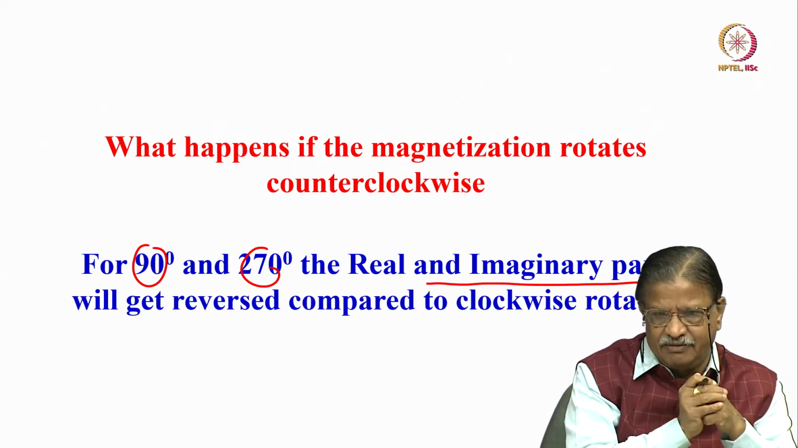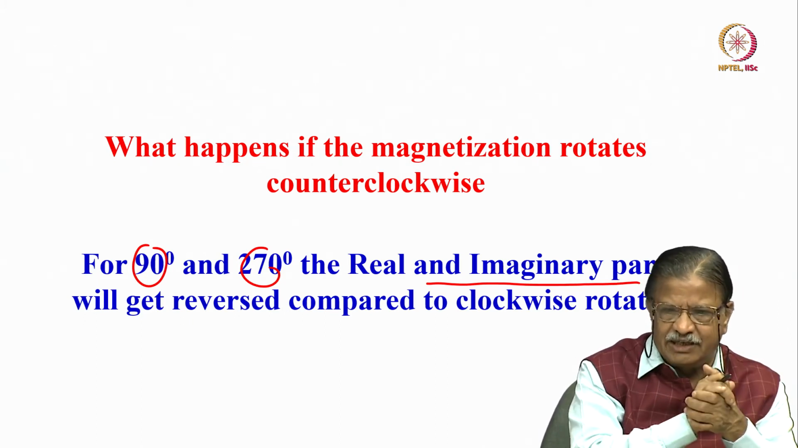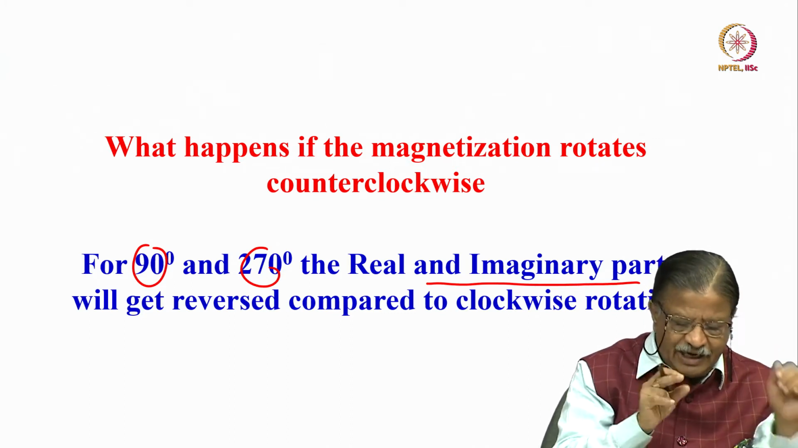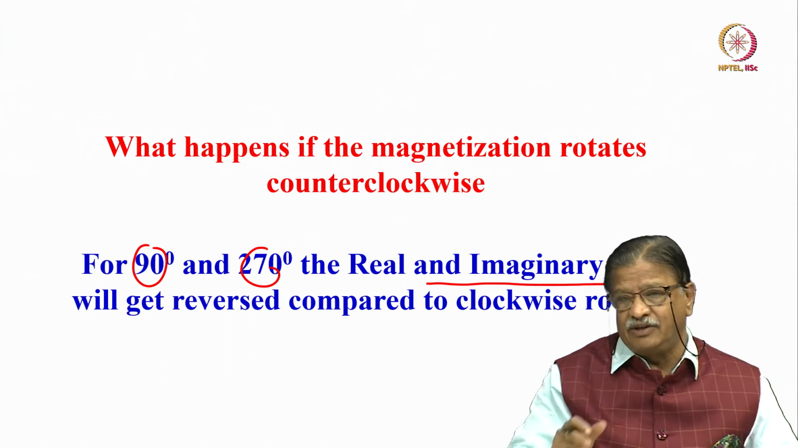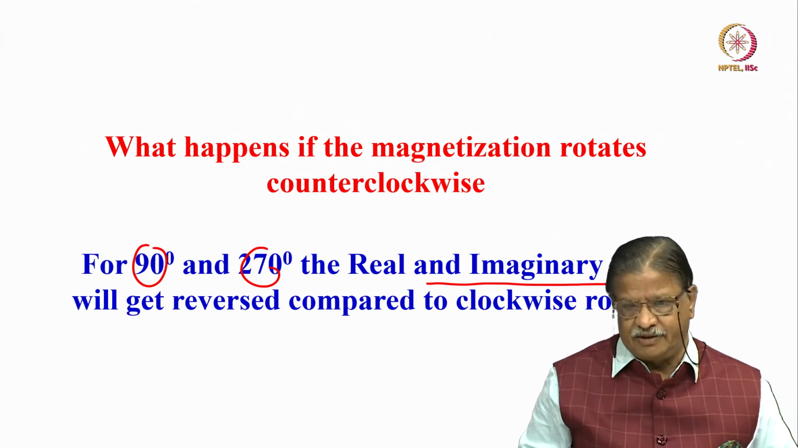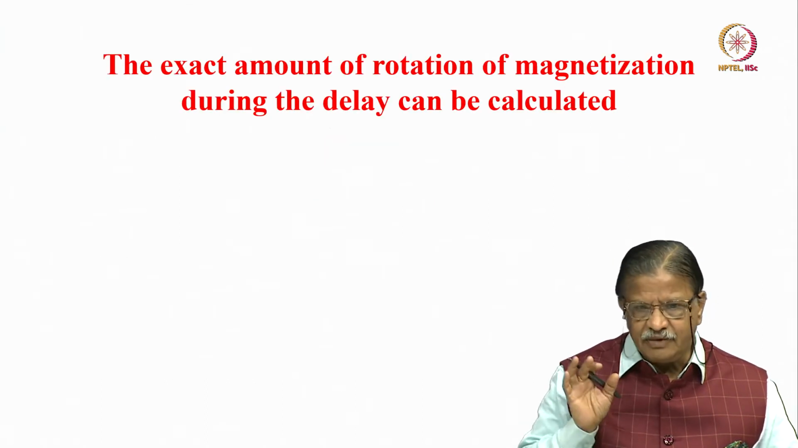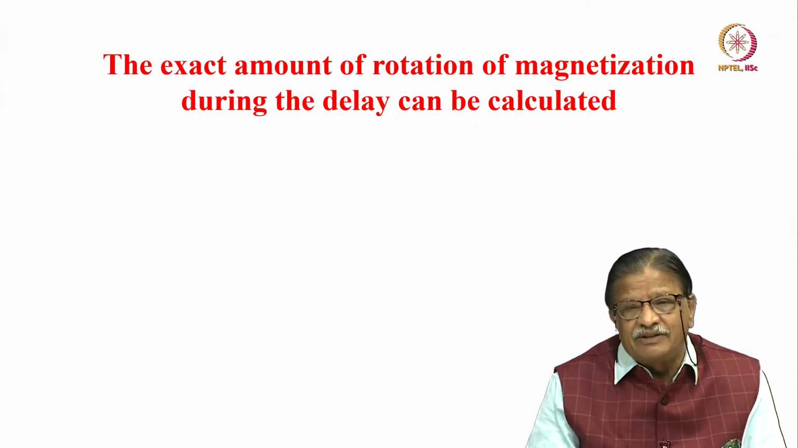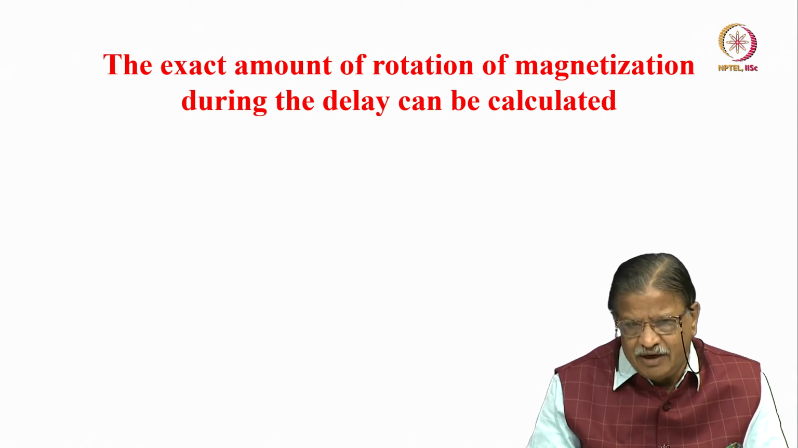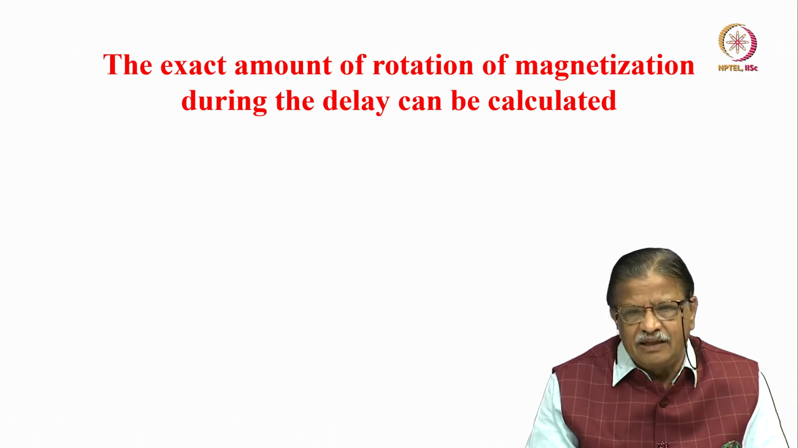This is what it is. So 0 and 360 will not get changed, it has no effect. At 90 and 270 degrees, real and imaginary get interchanged if you allow the magnetization to rotate in a counterclockwise direction. Clear?